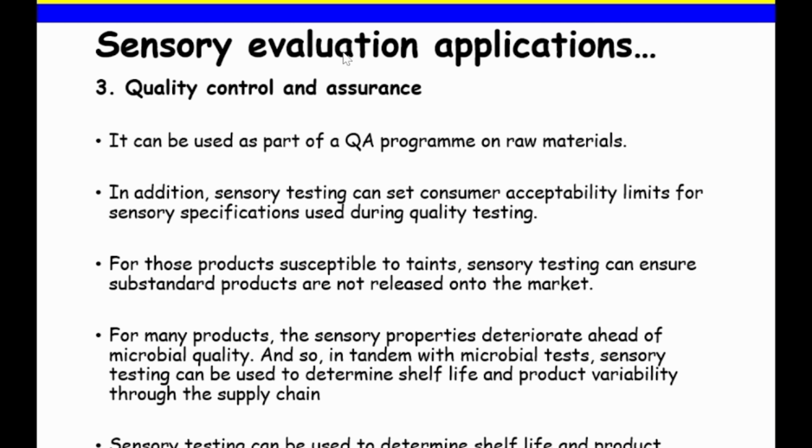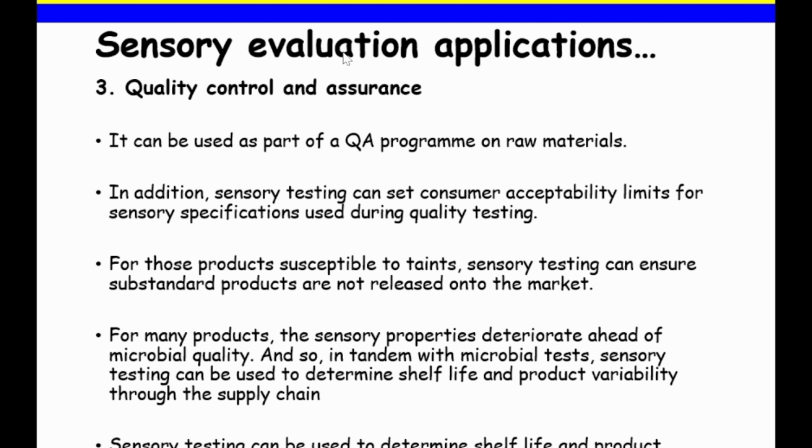Sensory testing can set consumer acceptability limits for sensory specifications used during quality testing. That's like, after sensory evaluation, you can now set the limits. Maybe for this product, sugar level should be between this and this content. Or maybe the moisture content should be this up to this, in order for your product to have the texture which was mostly liked by the consumer.